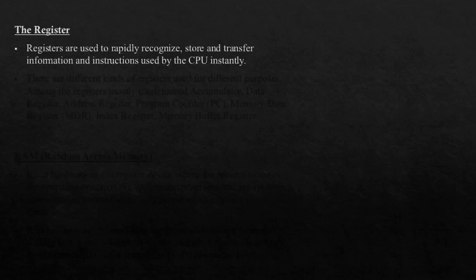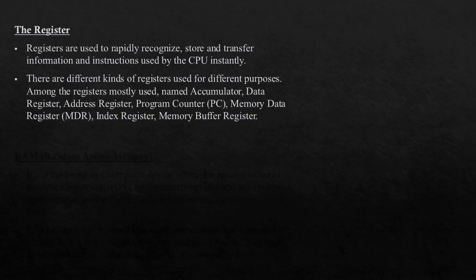The register. Registers are used to rapidly recognize, store, and transfer information and instructions used by the CPU instantly. There are different kinds of registers used for different purposes. Among the registers mostly used are the accumulator, data register, address register, program counter, memory data register, index register, and memory buffer register.